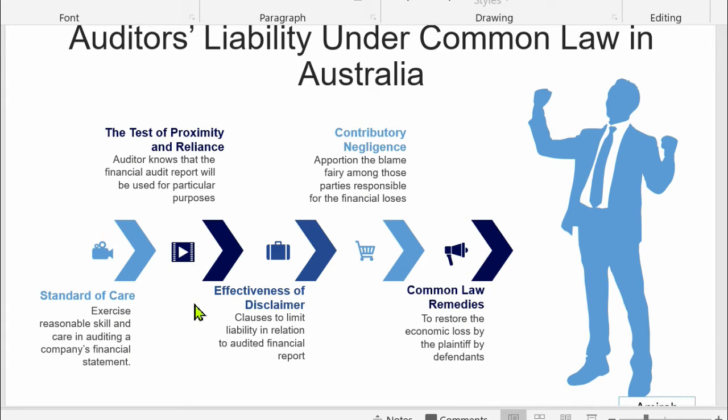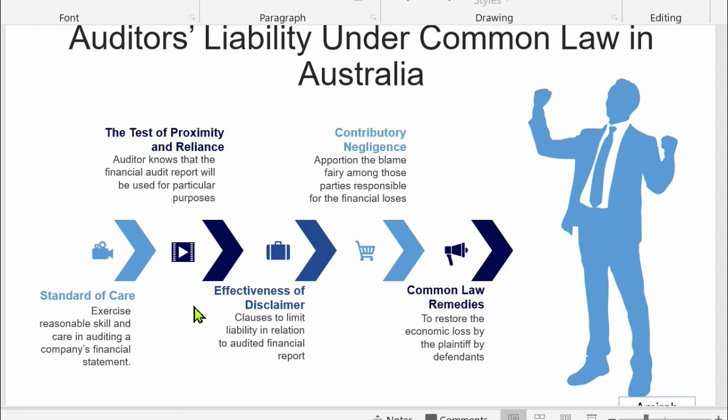Next, I will explain about the auditor's liability under common law in Australia. First, the auditor has the responsibility to exercise a standard of care when performing the audit of the financial audit report of a company. Second is the test of proximity and reliance. The auditors need to know for what purposes the financial audit report is to be produced, meaning which third party will use the financial audit report and for what purposes.